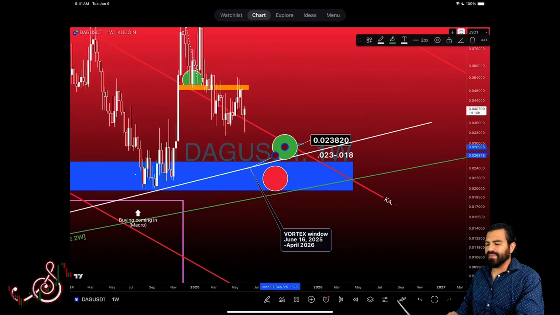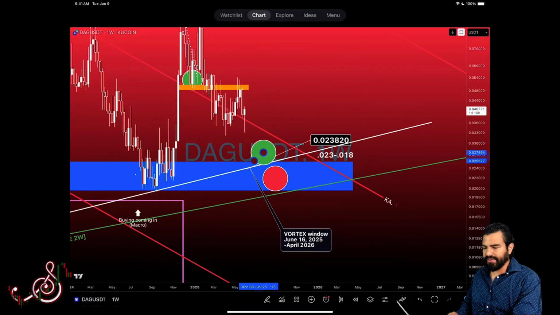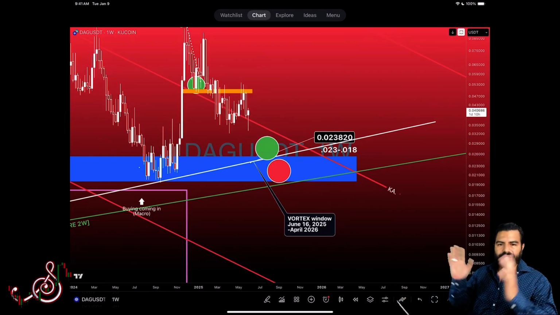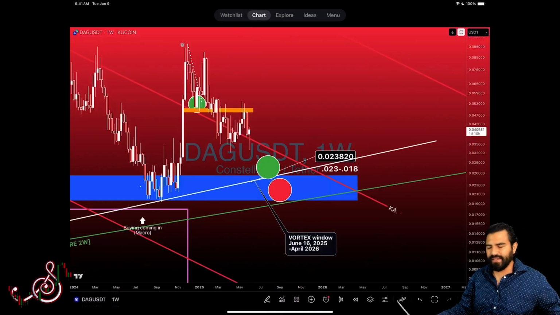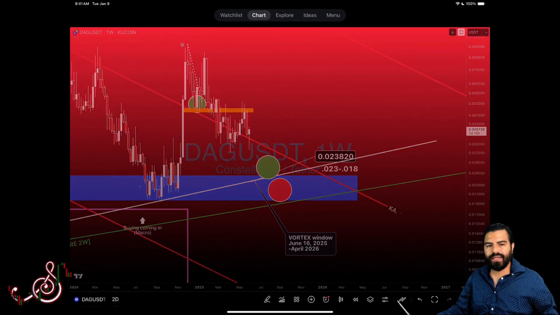DAG can be playing down here and then hit either the white one or the green one, and it could act like a bounce. All right, does that help you? So that's your window of time that you would be looking at for DAG. It's very wide. You got a lot of time. All right, now let's move on. I'm going to go to a 2-day and a daily chart.